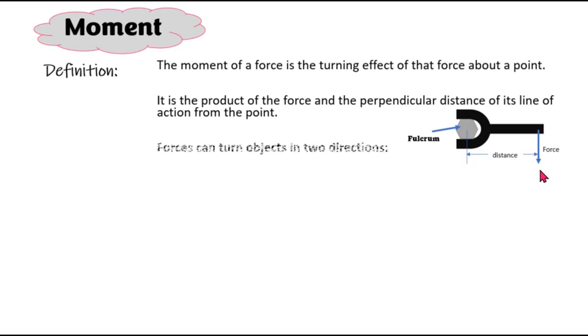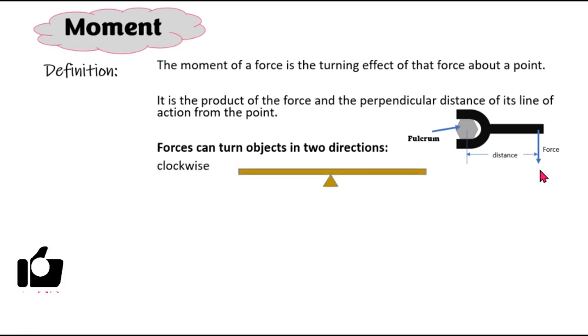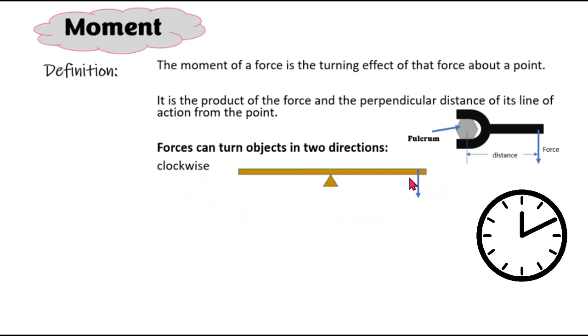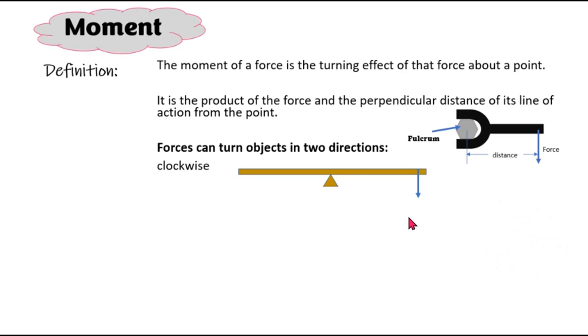So now let's continue. Forces can turn objects in two directions mainly. We have this beam, for example. So the first direction we're looking at is clockwise. Now in this setup, because the beam will be turning about this pivot, so it is free to turn in this direction and that direction, we'll be analyzing to see how we're getting a clockwise direction. So think of the face of your clock. It goes in this direction.